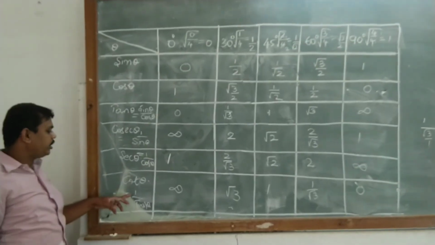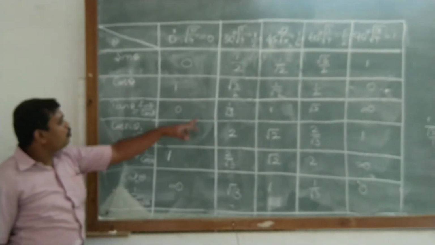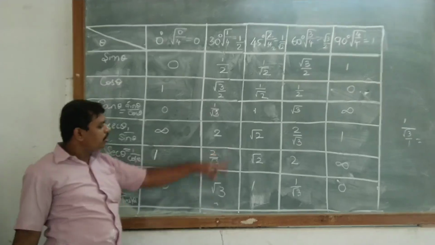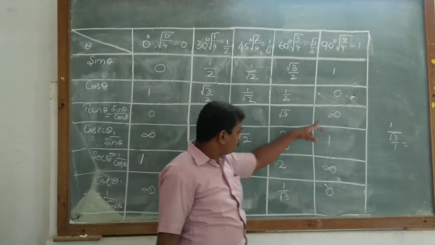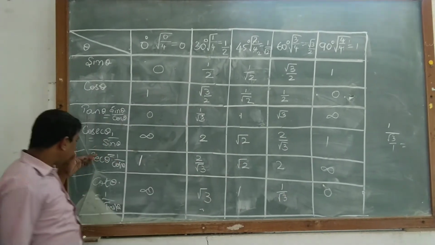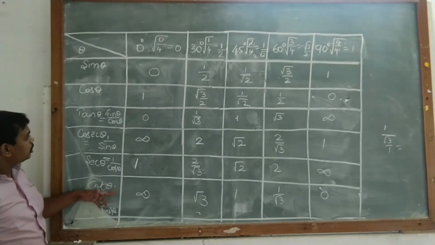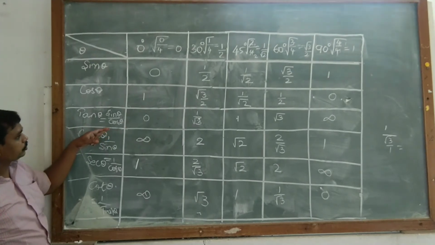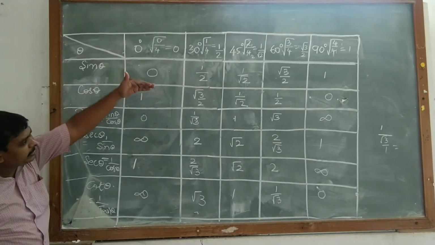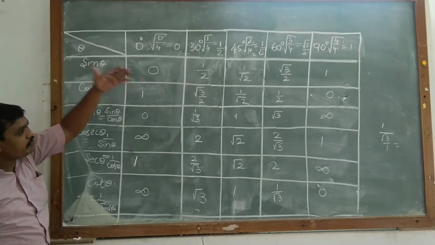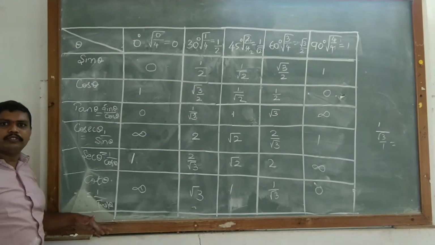Then coming to the cot theta, that is 1 by tan theta. That is 1 by 0 is infinity. 1 by root 3 is root 3. 1 by 1 is 1. 1 by root 3 is 1 by root 3. 1 by infinity is 0. When you observe here in this secant theta and cot theta, what did you observe? The values of tan theta from left to right, the same values from right to left will be present in the cot theta. Why? Because cot is equal to 1 by tan.